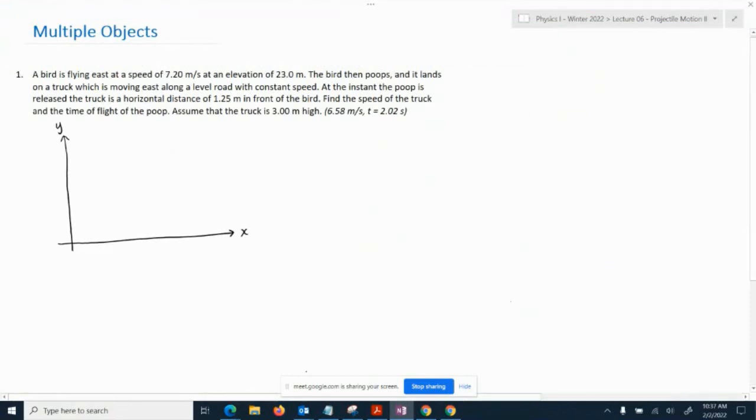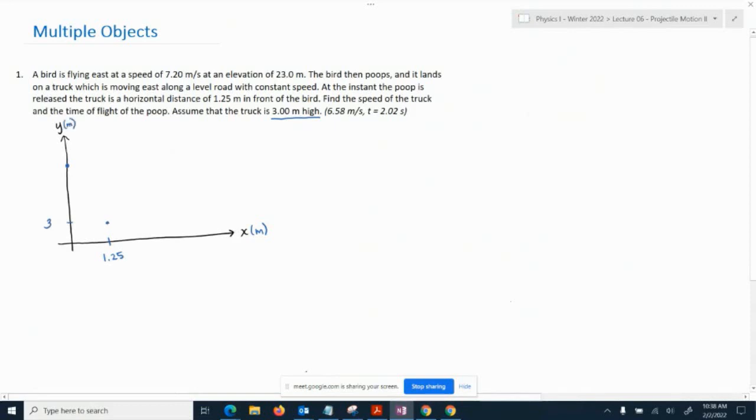Okay, so at the instant the poop is released, the truck is 1.25 meters in front of the bird. So let's say this is where the bird is, and the truck is 1.25 meters in front. Okay, so this is in meters. And then it says, find the speed of the truck and the time of flight of the poop. Assume that the truck is 3 meters high. So the poop has to land on the top of the truck, and the top of the truck is, let's say, somewhere around here. And we're going to say that that is our 3 meters. I'll put my units up here.